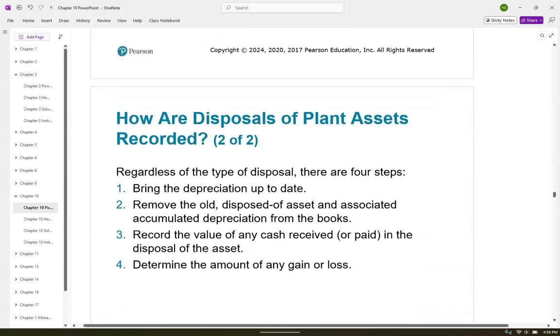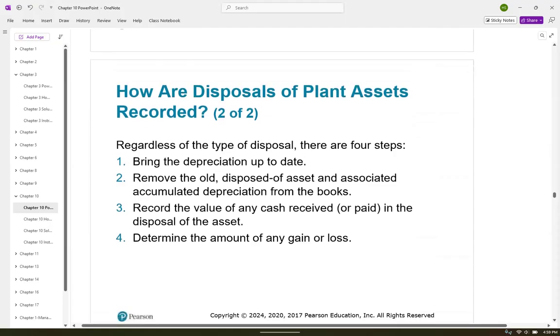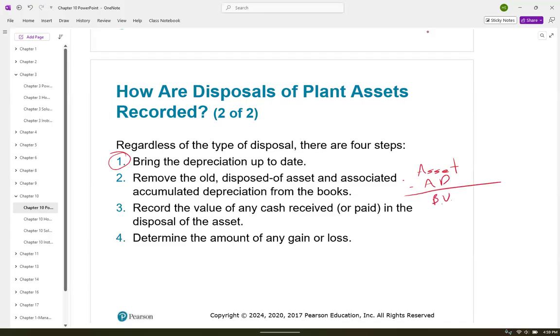So, what do we do when it comes time to dispose of a plant asset? The first thing we are always going to do is bring the depreciation up to date. Then we're going to remove the old disposed asset and the accumulated depreciation from the books. Remember we have the plant asset, and then we have the accumulated depreciation, which equals the book value. Both of those have to leave. Remember, I said till death do them part, here's death. They have to go away together.